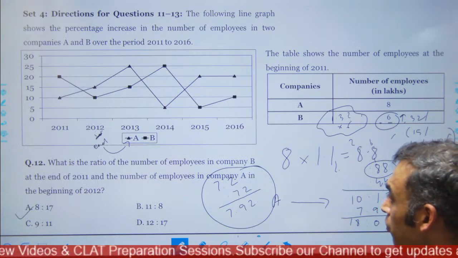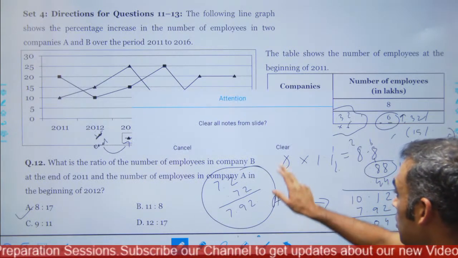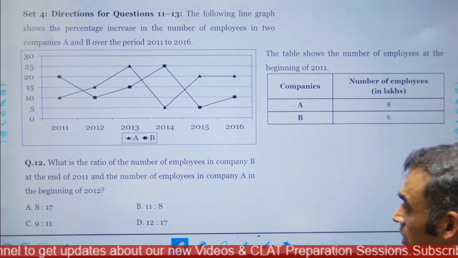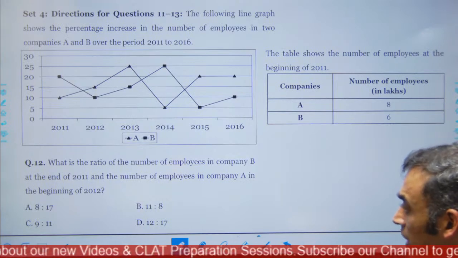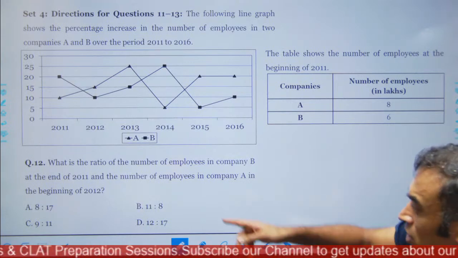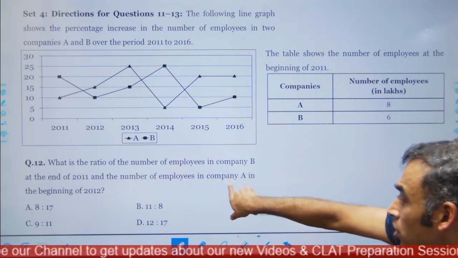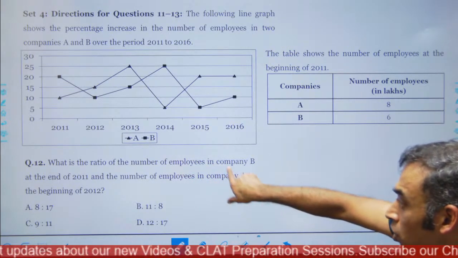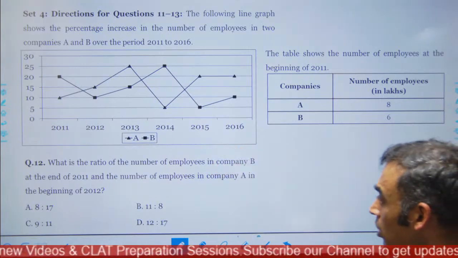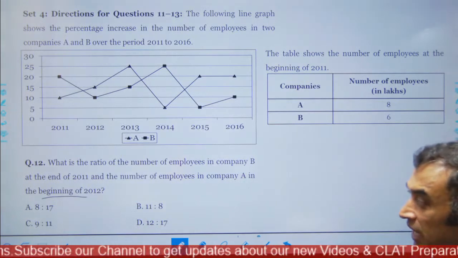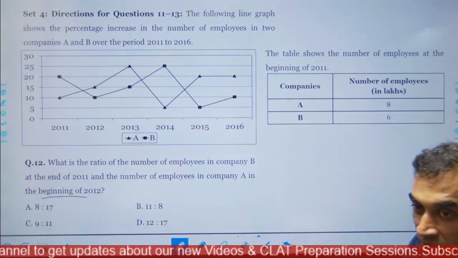What is the ratio of number of employees in company B at the end of 2011 and the number of employees in company A in the beginning of 2012? So we have just done this question. 2011, 2012 for beginning of 2012. Now let's see what they have done with this. They have played with the words here. So beginning of 2012 is effectively end of 2011.